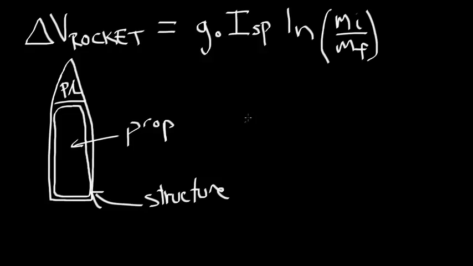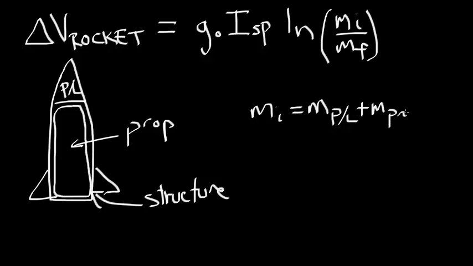So when we talk about the initial mass, before this thing takes off and it's fully fueled, put some fins on here to make it look a little bit more like a rocket, the initial mass is going to be mass of the payload plus mass of the propellant plus mass of the structure. So when we take off, that's what our mass is.